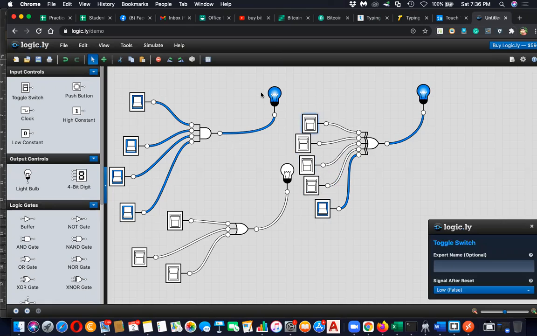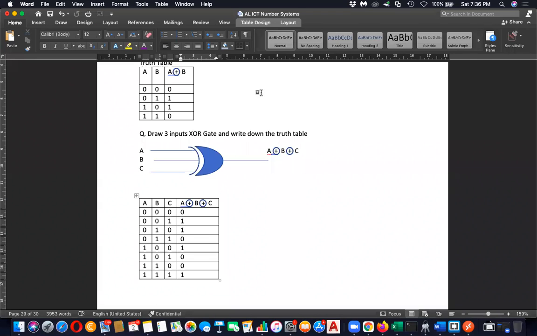Hello? Understood the logic of the XOR gate? Yes, sir. Okay, that is the odd-even gate. So this can be used to do some more things.